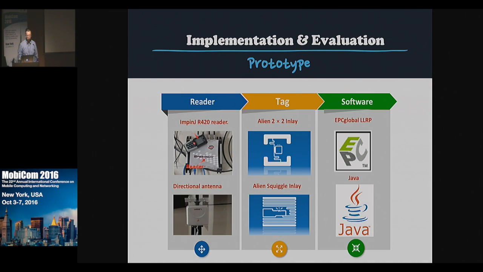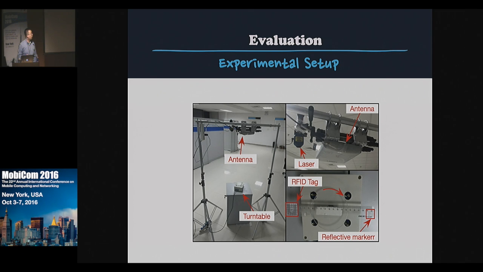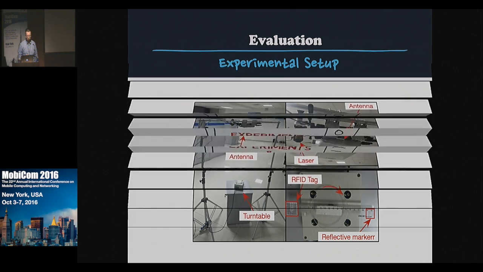We implement our prototype purely based on the latest RFID devices. We use the Impinj reader, an Alien tag, and we also use the standard protocol to communicate with the reader. This figure shows our experiment setup. We use a turntable for our benchmark for two reasons. The first reason is that the majority of vibrations are caused by the spinning of rotating machines. And the second reason is it's very easy to get the ground truth of the spinning. We use a laser reader to get the ground truth.